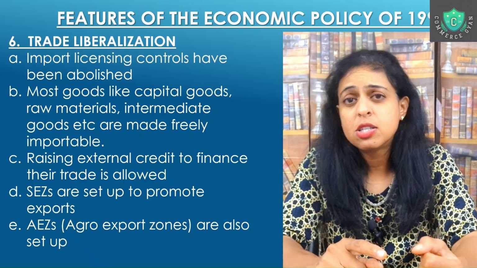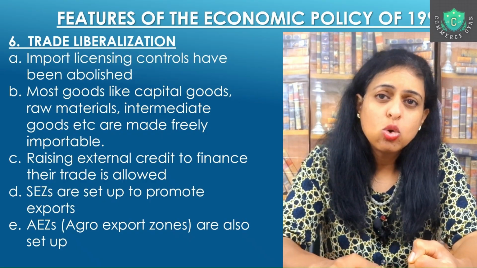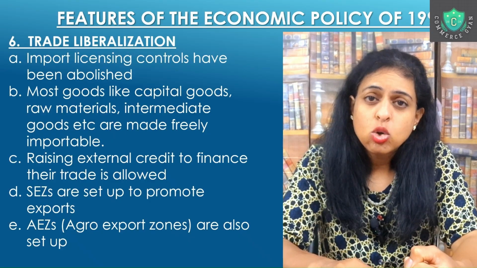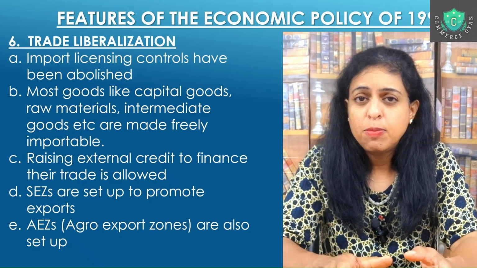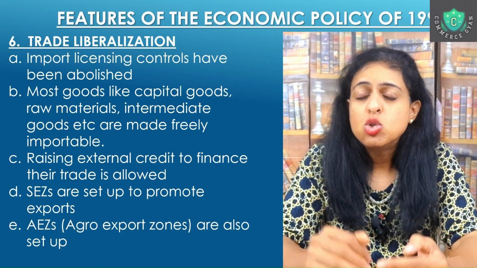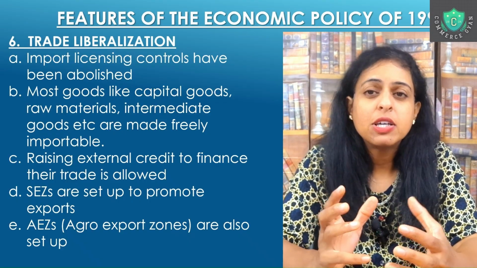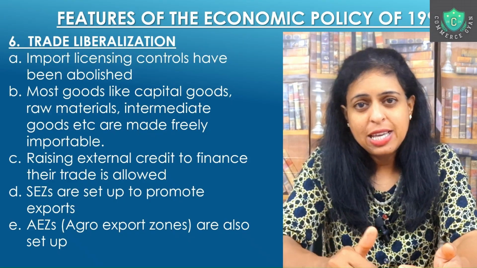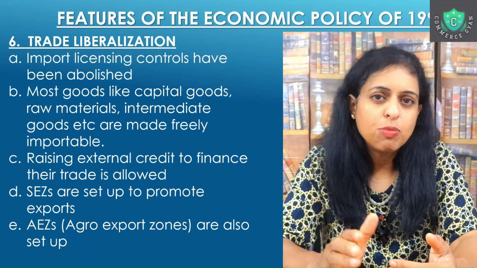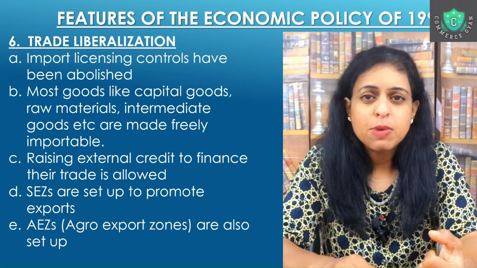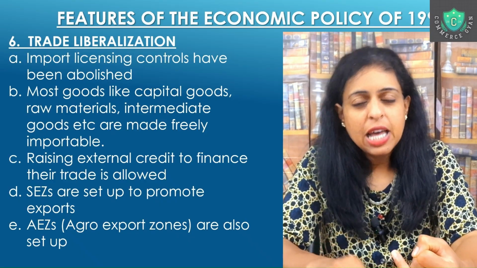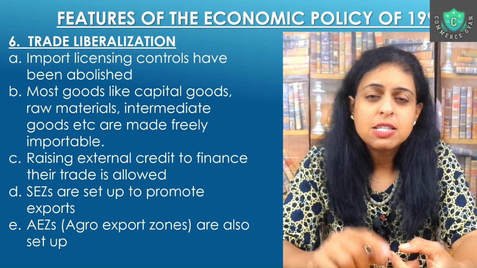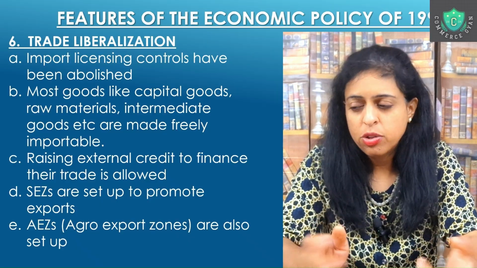Then we have seen SEZs and agro export zones. SEZs were the special economic zones. AEZs were the agro export zones. These were made available by the government for industries which were interested in having a platform, a setup in that location. Once you locate in these regions like SEZ or AEZ, you have a lot of benefits from the government's end, including income tax benefits, indirect tax benefits, customs duty benefits, then availability of resources like electricity at cheaper rates, and so on.